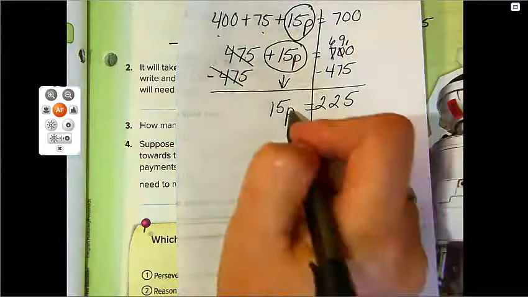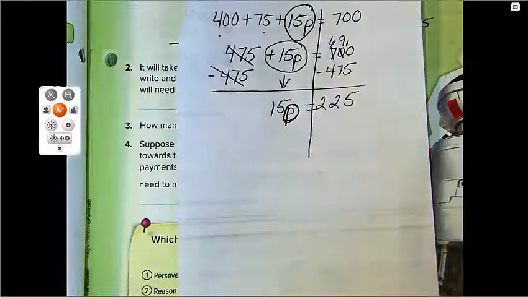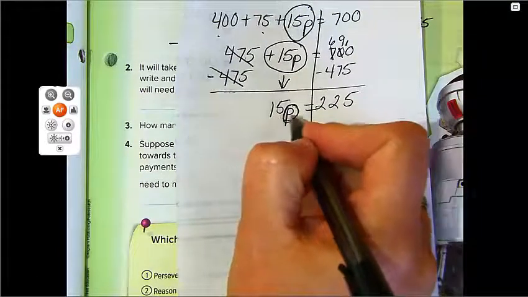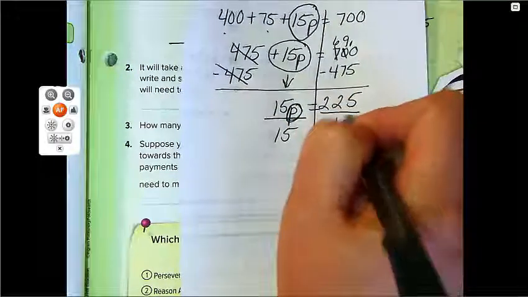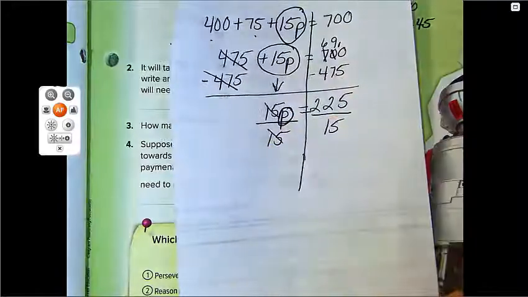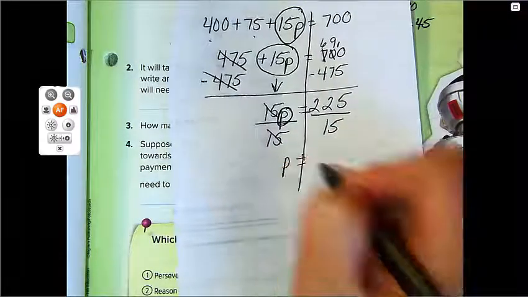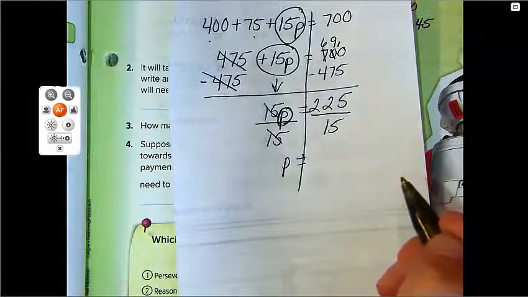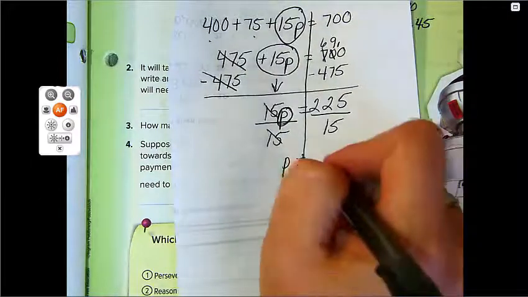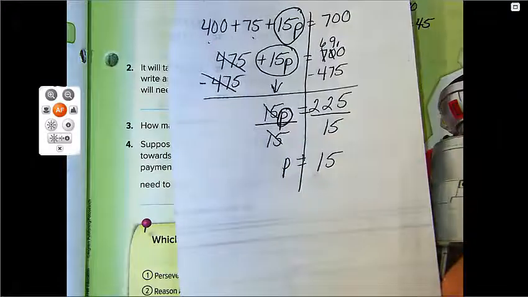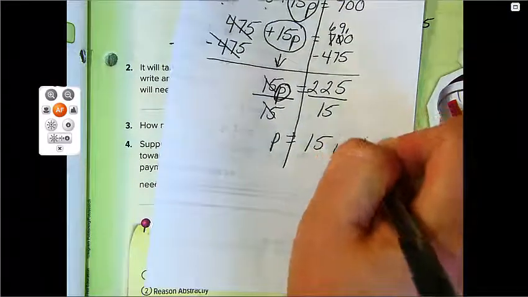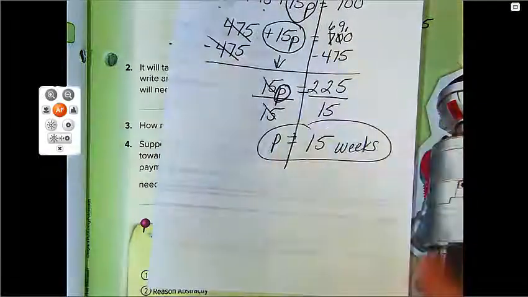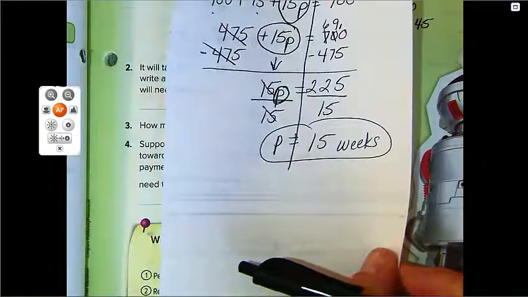So now I want to get this letter by itself. So I want to move everything that's not that letter. I have 15 times p. I want to do the opposite of times, which is divide. So I'm going to divide both sides by 15. My 15s then cancel out, and I have p equals, and 225 divided by 15 is 15. So now I'm not making 20 payments. I'm only going to make 15 payments. And it's going to take me 15 weeks because I'm making 1 payment per week.